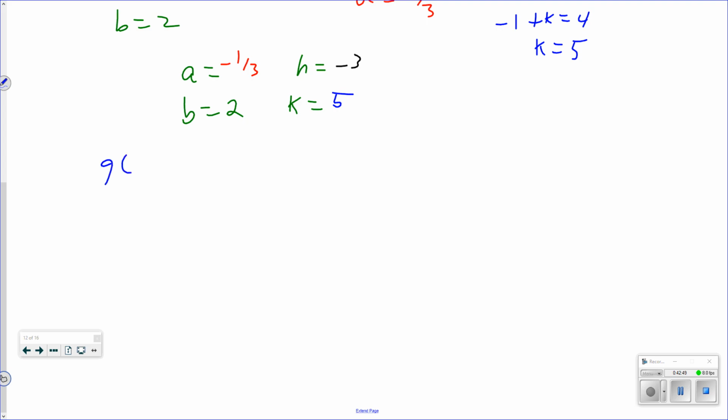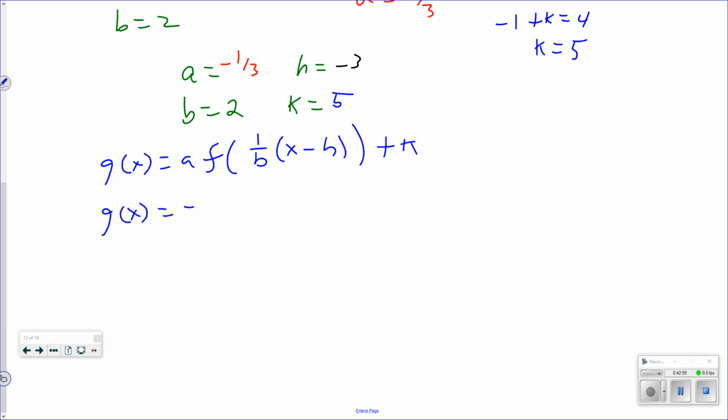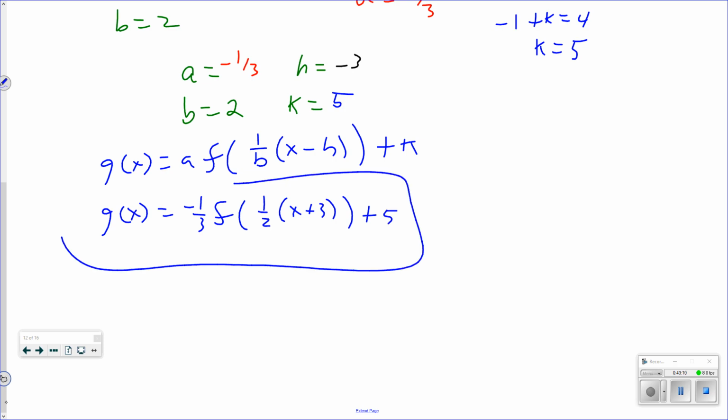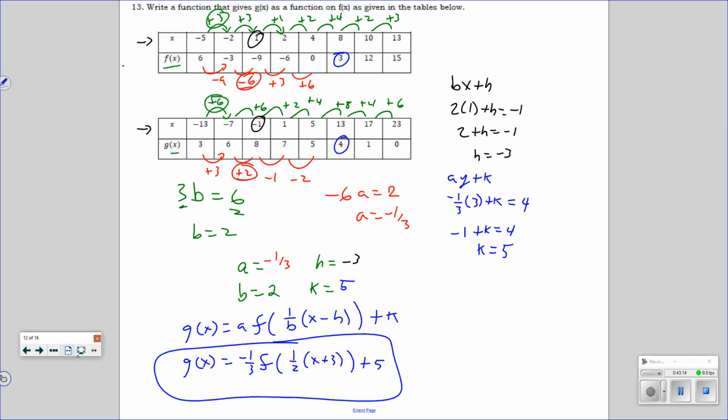So remember, g of x is a f of 1 over b x minus h all plus k. So g of x is negative 1/3, f of 1 over b, so it's 1/2, x plus 3 all plus k, or whoops, plus 5. Okay. And that is your answer. All right, there's the work. Let's keep going.